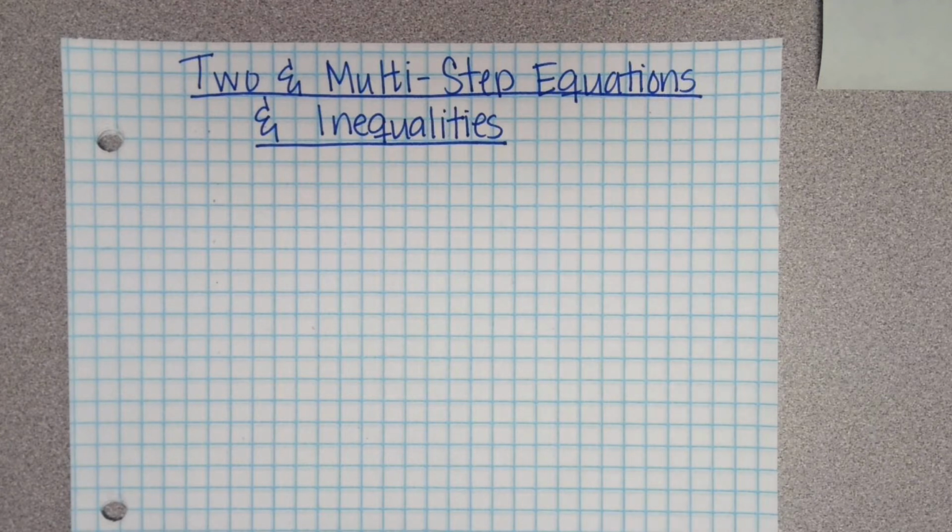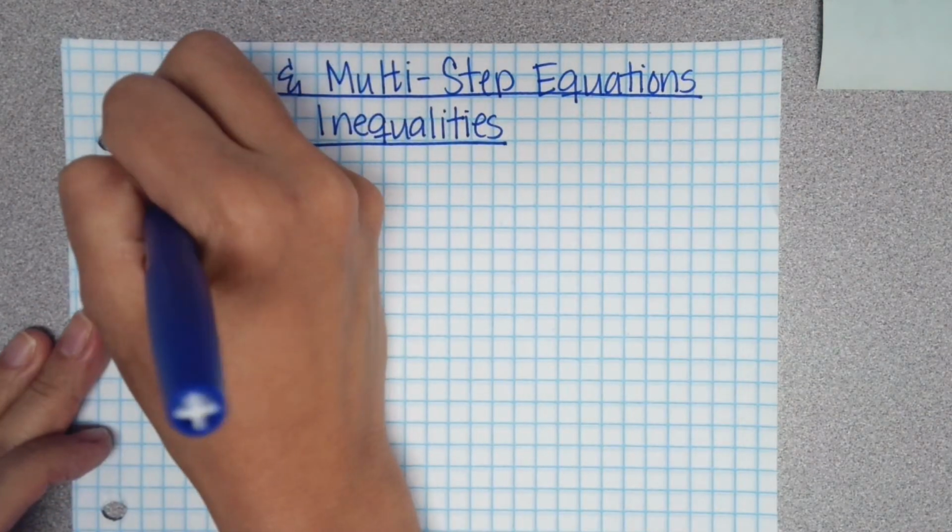All right, so we get x alone. What word did we use for getting something alone last time? Isolate. So our goal is to isolate the variable. The variable is x.